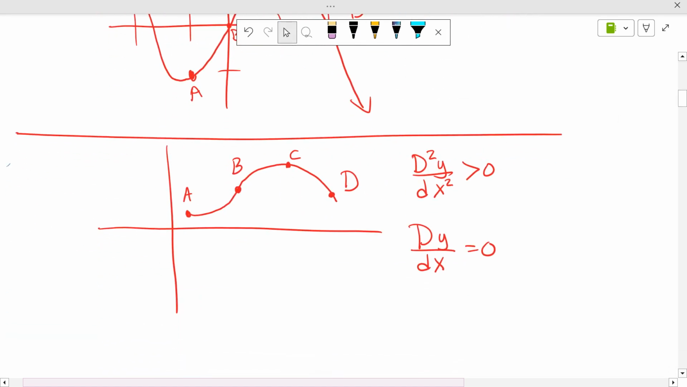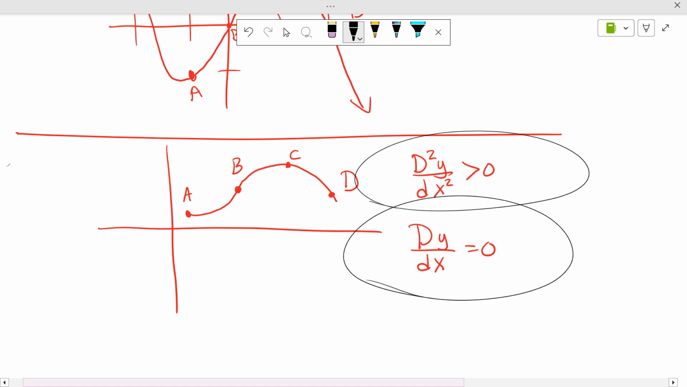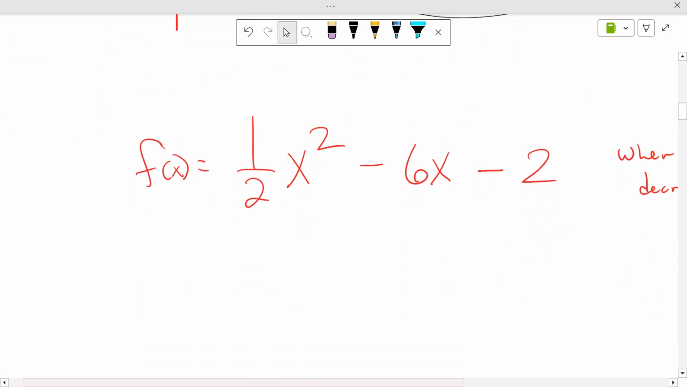Okay. What does this mean? What in the heck does that mean? That's a second derivative. Second derivative is greater than 0, so that means the second derivative is positive, so it is concave up. So where is it concave up and the slope is 0? A. What would you call B? It's an inflection point. Way to be on the ball, right?